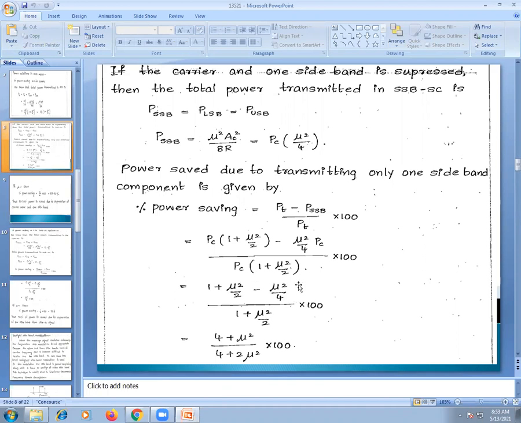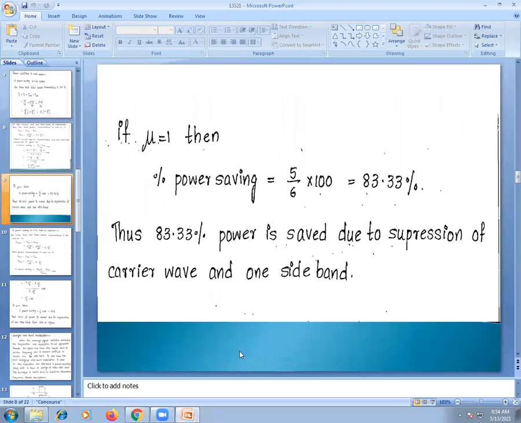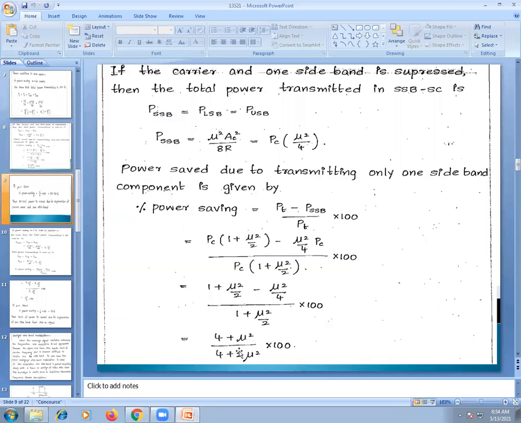You can solve this equation. The total power saving is 4 plus M square by 4 plus 2M square, into 100. That is the percentage of power saving.